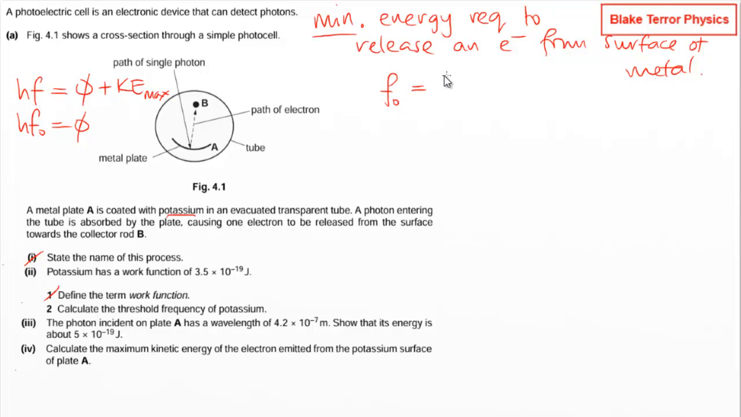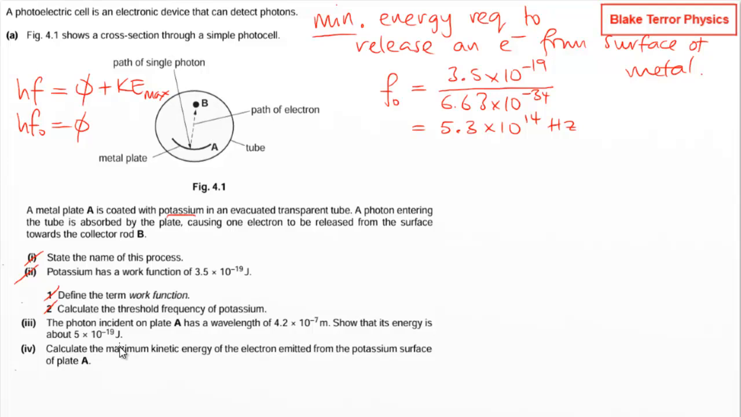So that's what we're going to be using here to get our threshold frequency. We're doing the work function, 3.5 times 10 to the minus 19 is what they've given us, divided by the Planck constant, 6.63 times 10 to the minus 34. Whack that into the calculator and we're getting 5.279, so 5.3 times 10 to the 14 hertz. So far so good.